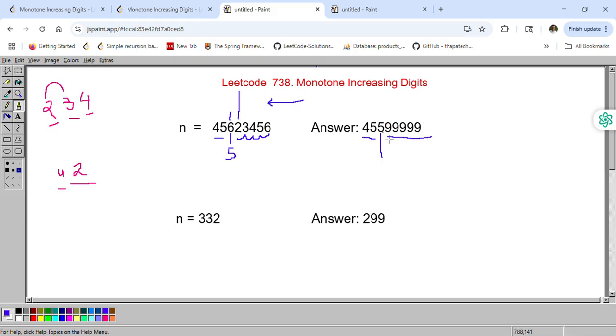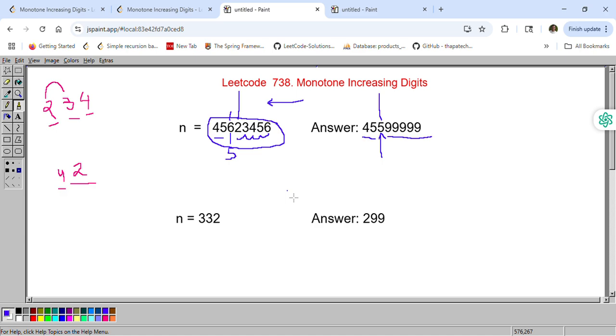And why did I reduce it here? Because I am looking for a number which is smaller than or equal to this number. So it will only become smaller or equal if I reduce that 6 to 5, right? Then only it will become smaller. That is why I reduced that 6 to 5. Okay. So the remaining numbers we don't have to change because they are already monotone increasing, right? These two numbers. Okay. So this is how we can solve this problem.